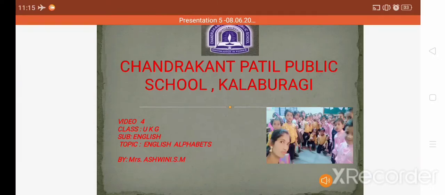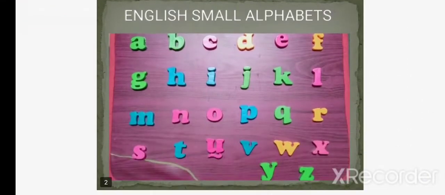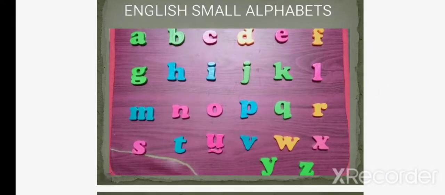So, children, as you all know, we have completed the English capital alphabets from A to Z. Now, we will start with the small alphabets from A to Z. A, B, C, D, E, F, G, H, I, J, K, L, M, N, O, P, Q, R, S, T, U, V, W, X, Y and Z.